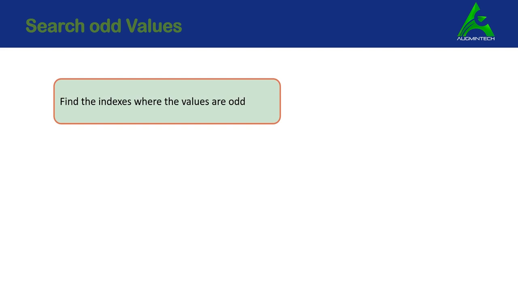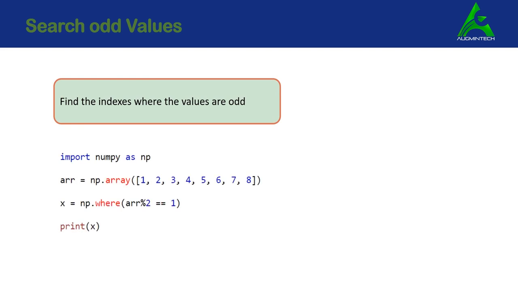Also, we can search for the odd values. So here we can find the indexes where the values are odd. Again, to the where function or method, we can pass array mod 2 equals 1. That should return the indexes where we have the odd values.